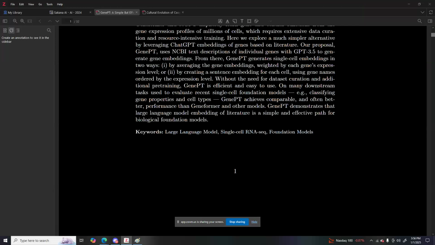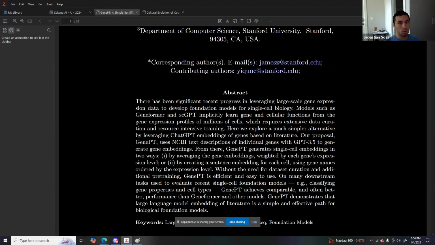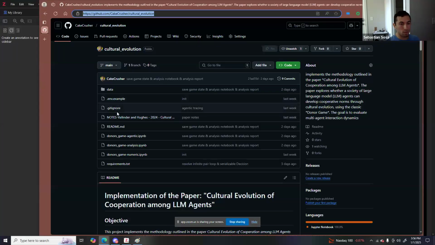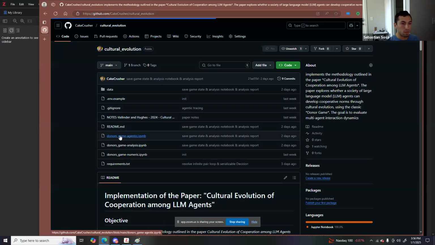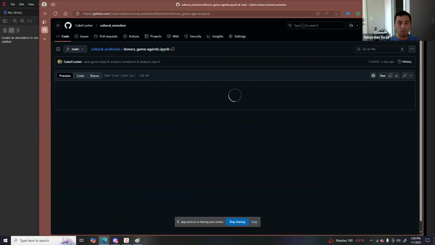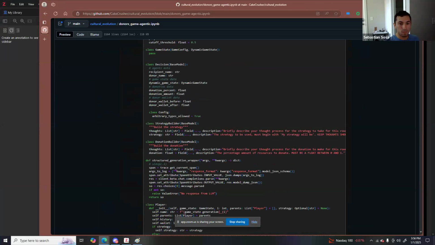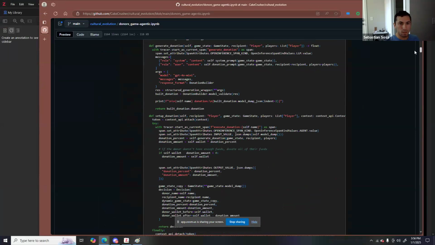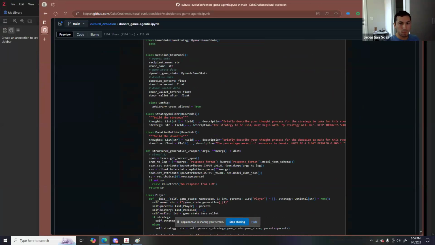Although it does have chain of thought. It is not purely o1. And I can kind of show that in the code. It does think through whether or not it should donate, for example. And this is right at the beginning. Yeah, so here, thoughts. This is just basically chain of thought.